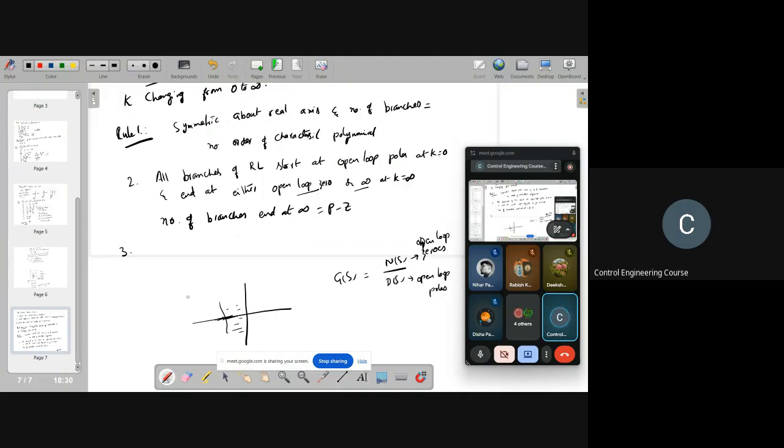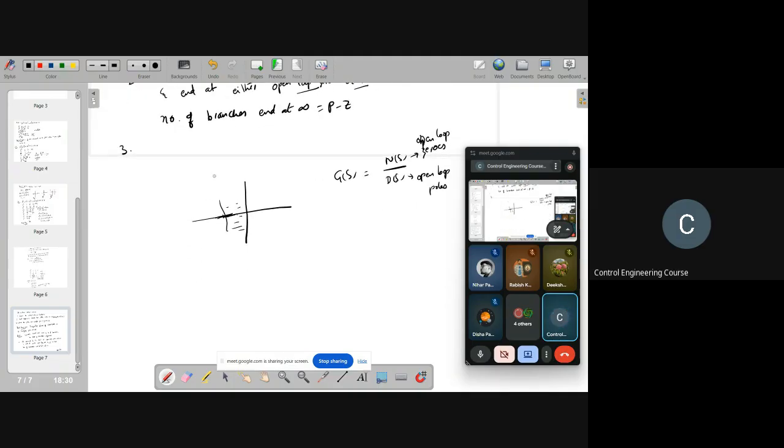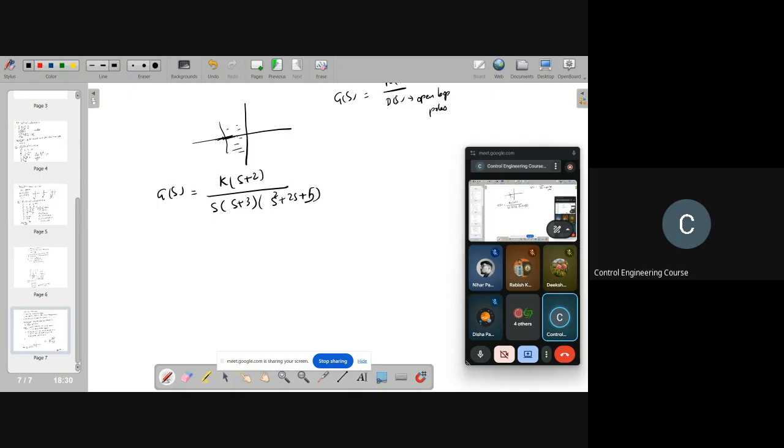I'll give you one example. Let us suppose G of s is equal to K into (s plus 2) by s into (s plus 3) into (s square plus 2s plus 5). Then first, what is this? This is the open loop transfer function, right? First, we need to mark the poles and zeros of this open loop transfer function.